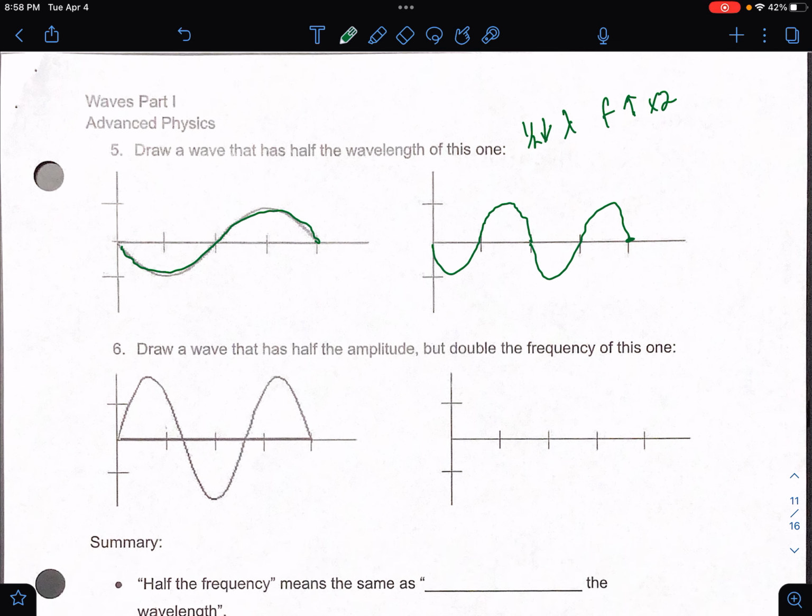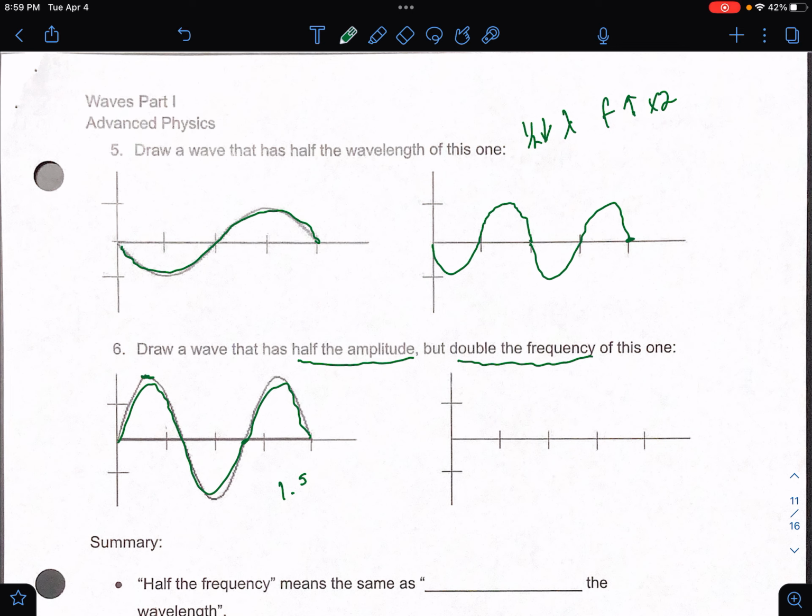Number 6, it says draw a wave that has half the amplitude. So this is where we've got to make it shorter, but I want to double the frequency. Let's see how many we have in this first one. I have 1 wave, and there's a half. So I have 1.5 waves here. So in the next one, I need to draw 3 waves in the same amount of time. Now your drawing doesn't have to be perfect, as long as we can kind of figure out what you're getting at. So draw a wave that's half the amplitude.